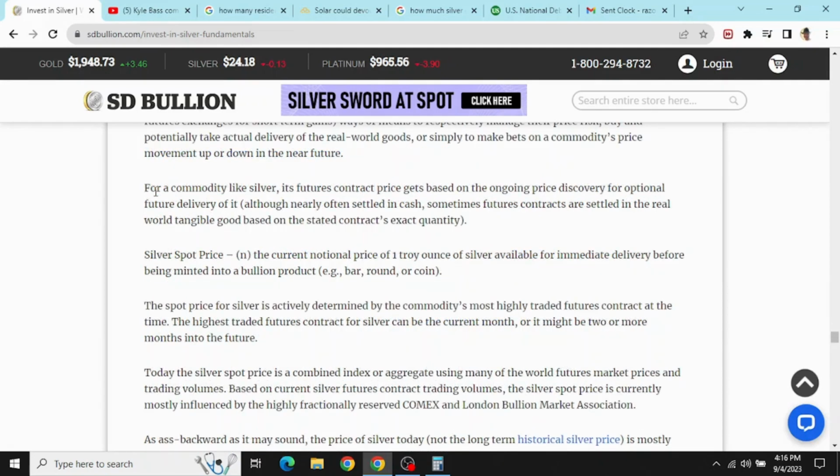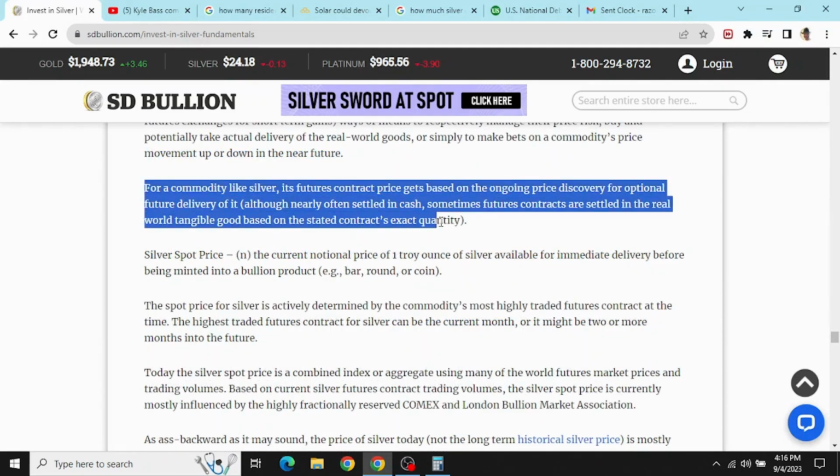For a commodity like silver, its futures contract prices get based on ongoing price discovery for optional future delivery of it. Although nearly always settled in cash, sometimes futures contracts are settled in the real tangible good based on the stated contract's exact quantity. In other words, they hold it. They get it delivered to them as is. It's just not paper. It is the actual commodity itself.